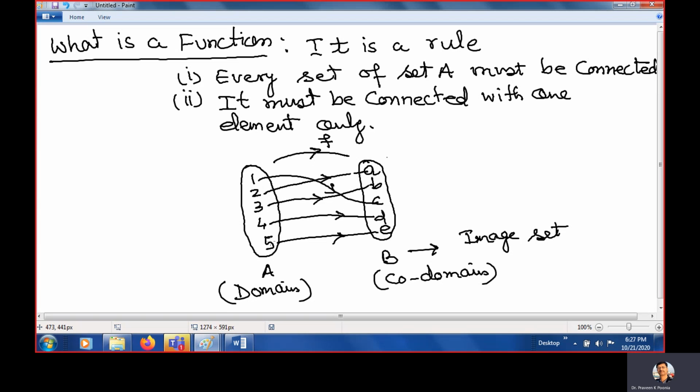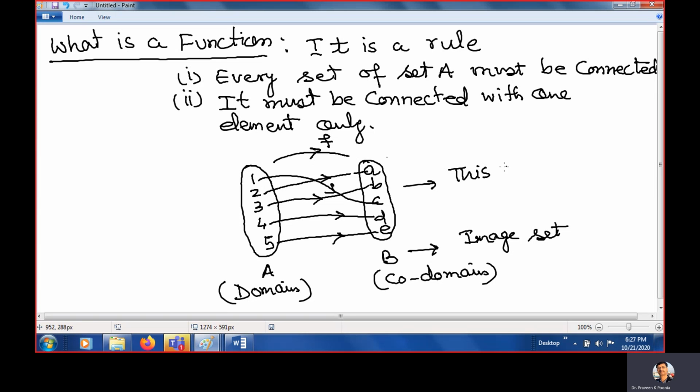So if you see here, how many elements are in set A? There are five elements in set A, and all the five elements are connected. One is connected, two is connected, three, four, five connected. Every element is connected. And how many elements are they connected with? One is connected with C, one element. Two is connected with A, one element. Three is connected with B, one element. Four is connected with D, one element. Five is connected with E, again one element. So this is a function.